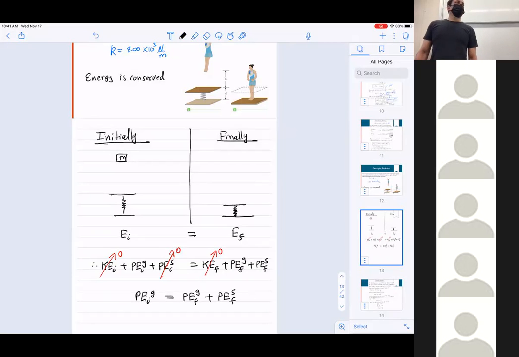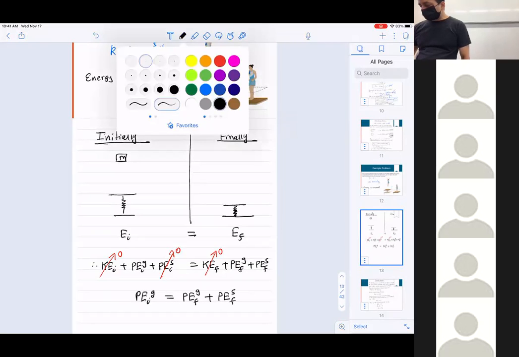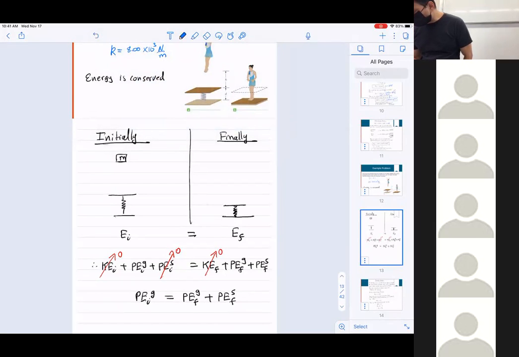Now, I can simplify this even further. I can choose a coordinate system where I'll say that this here is y equaling 0. That is the final location where she comes to a stop. I will just say that that's y equaling 0, right? And then it means that this height here, the amount that the spring has compressed, let's call that d. So it has compressed by some amount d. And we are told in the problem that she starts out with some height h above the board.